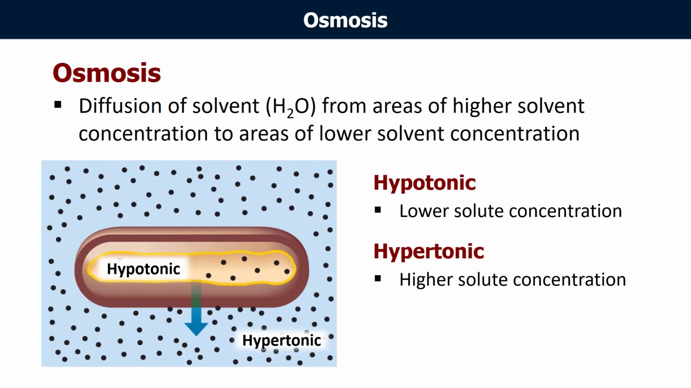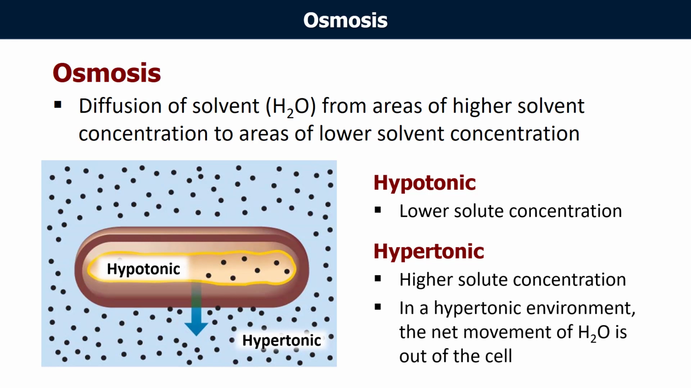If the cell is in a hypertonic environment, which is what we see, then the net movement of water is out of the cell, because the water is trying to move out there to dilute that down. If the solute is more concentrated outside the cell, then the solvent is less concentrated outside the cell. And that's why water is moving from the hypotonic region to the hypertonic region.